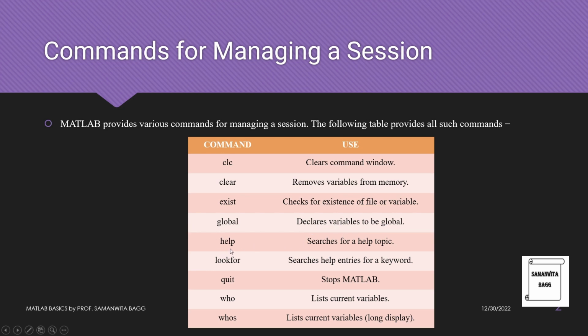When you type help in the command window, you are searching for a particular topic and that's the help that you require. Lookfor is another command. It searches help entries for a keyword. Quit, when you type, it will stop your MATLAB immediately. Then there are two more commands. One is called who. This lists all your current variables A, B, C, F, G, H, I, J, whatever you're using. It will be listing them in one order. And when you add s to who, it becomes whos. It lists current variables in a long display.